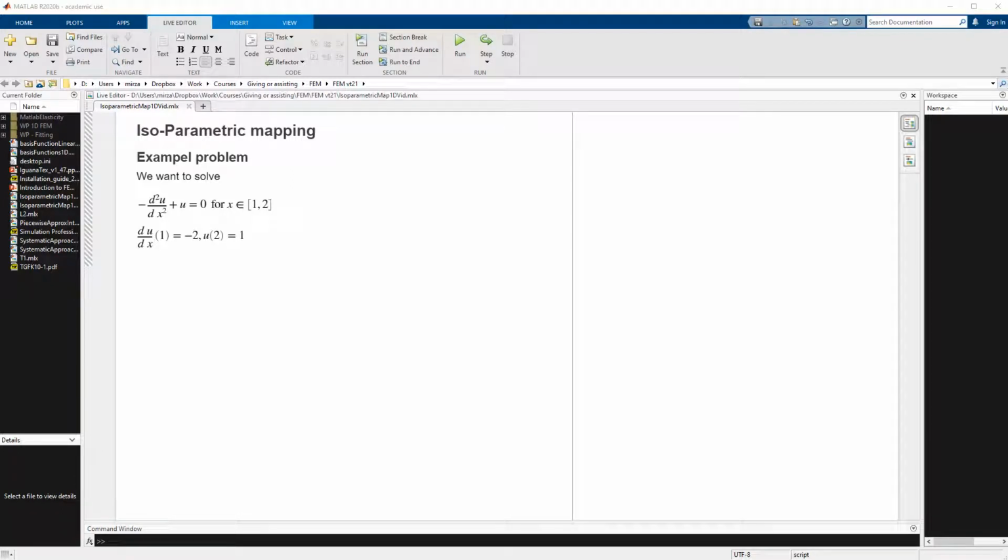Hi guys, in this lecture we're going to look at isoparametric mapping. So let's just dive into this using an example problem.